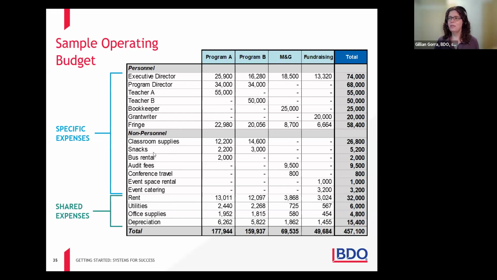Snacks, they're up here in specific because we're going to go out and buy snacks for program A most likely. And we'll know it goes to that. We'll go and buy different snacks for program B, right? We don't know. But here we've got something like rent and utilities that we're just sharing across all the functions.